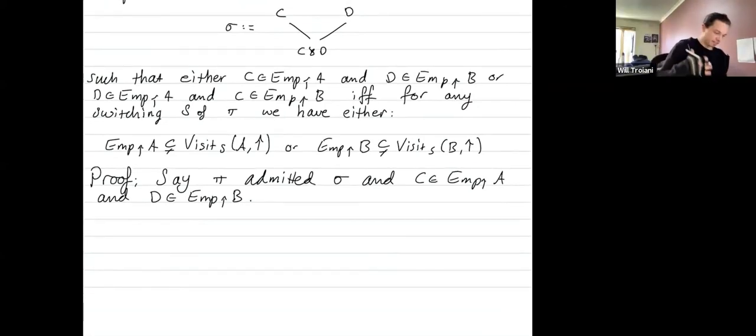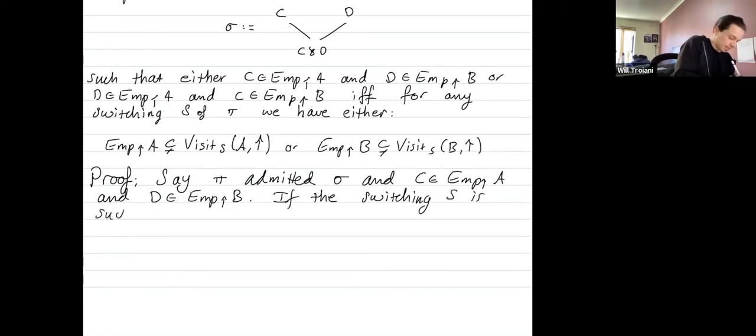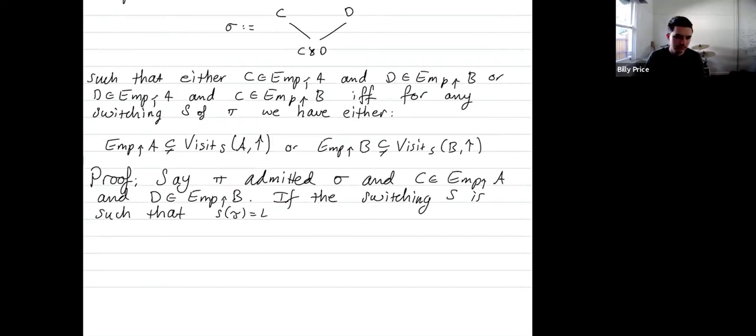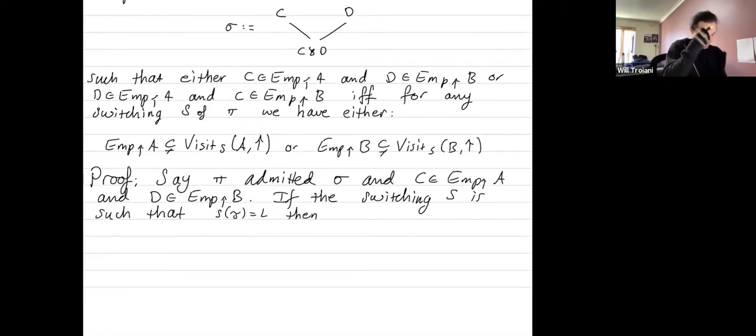Okay, so let's just look at the first case, right? Then if the switching S is such that... this is a really easy observation, right? So if we're in this case, then if the switching of tau is left, then we just see that the par is not included inside the up empire of B. However, it is included inside the visit. And so therefore we have this non-inclusion. And then the other case is similar.